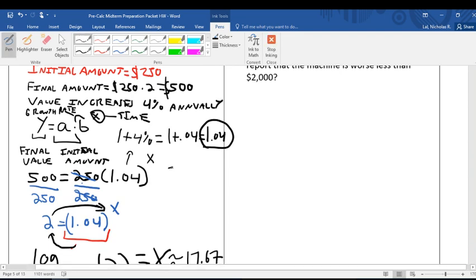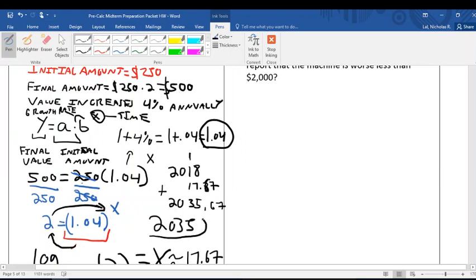So you do 2018 plus 17.67. 8 plus 7 will be 15. Carry the 1. 1 plus 1 plus 1 is 3. Still have that 2, 0. And that's 2035.67. But the answer is going to be 2035.